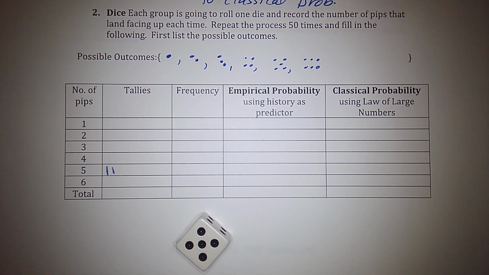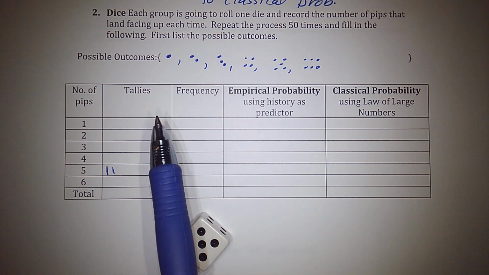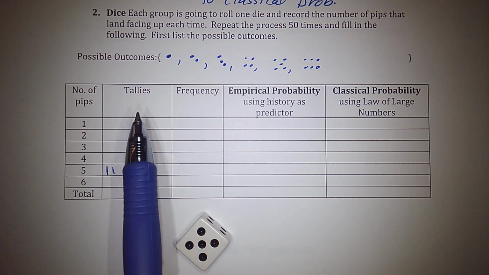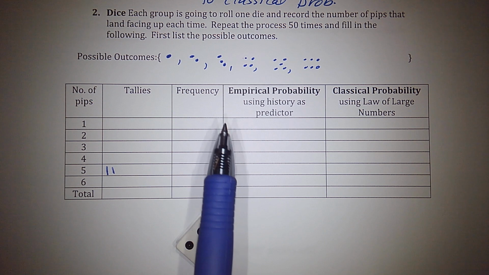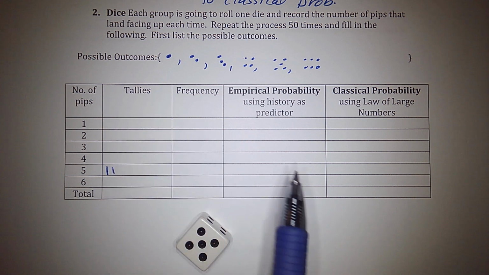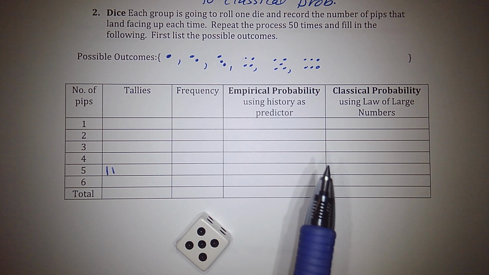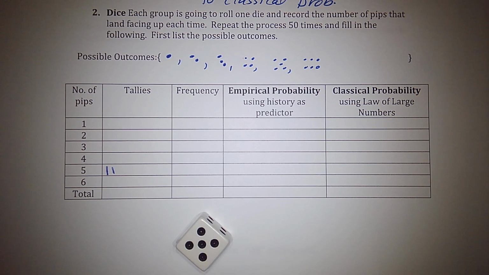So I'm going to repeat this process again 50 times, just like we did in the above example with the coins. This time I'd like you to fill in all of the tallies, all 50 frequencies, and then go ahead and see if you can figure out what the empirical and classical probability is going to be and complete the table. Pause the video here, and then we'll come back and see how similar our numbers were.